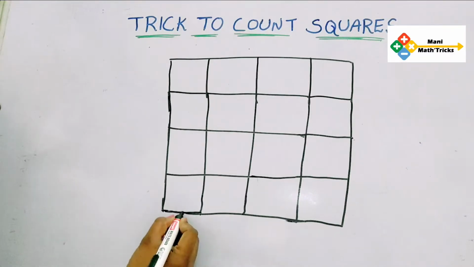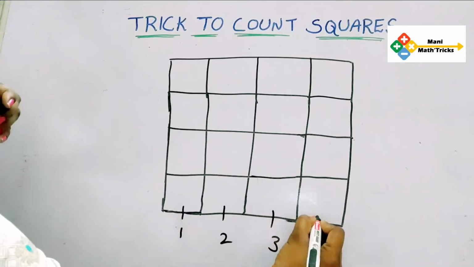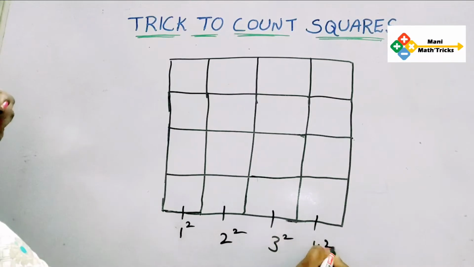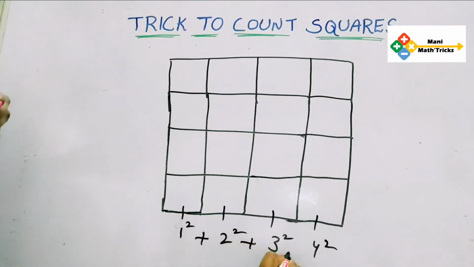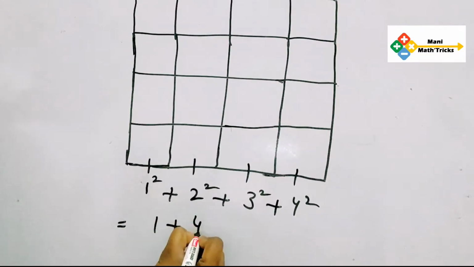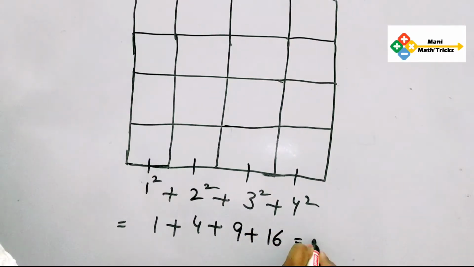For that, first you need to count 1, 2, 3, 4. Now square them. Then next add them. 1 plus 4 plus 9 plus 16. So if you add these all, it will be 30. So in this way we can find the number of squares for symmetric figures.